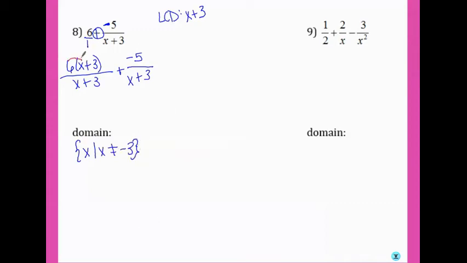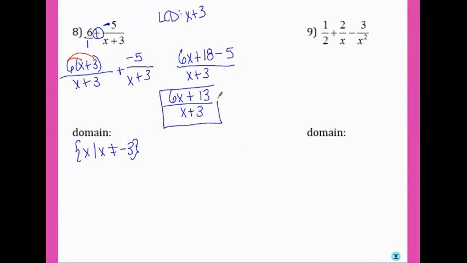In our numerators, distribute on the top. And then minus 5 over x plus 3. Then we're going to combine like terms, 6x plus 13 over x plus 3. There's nothing in common in the numerator to factor, so that's our final answer.